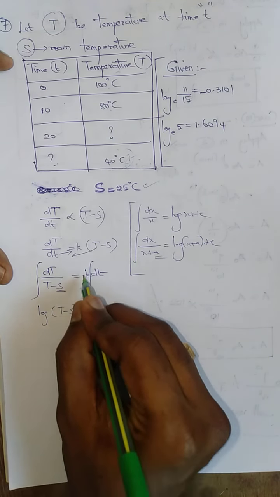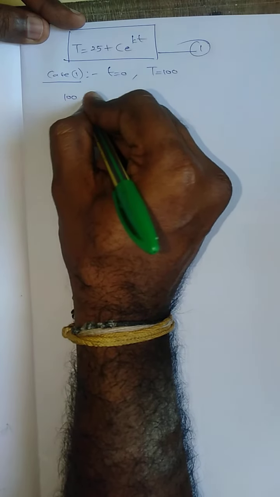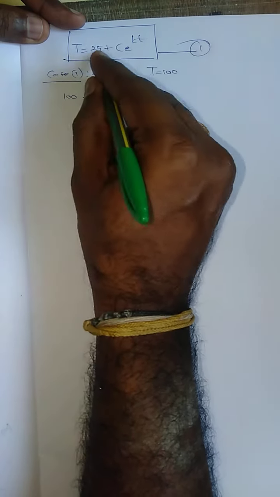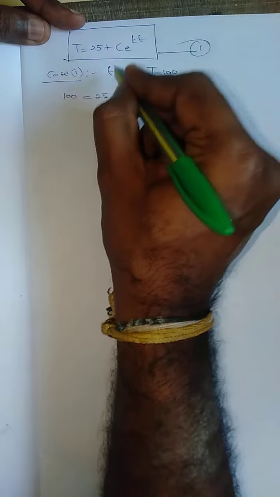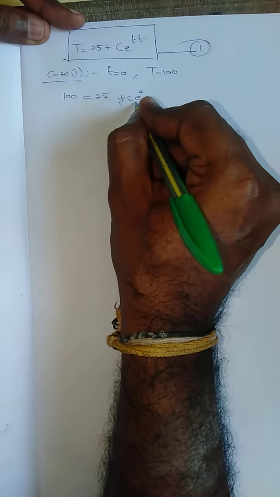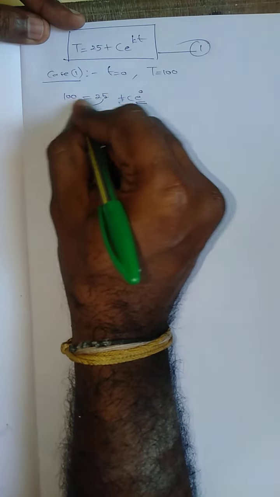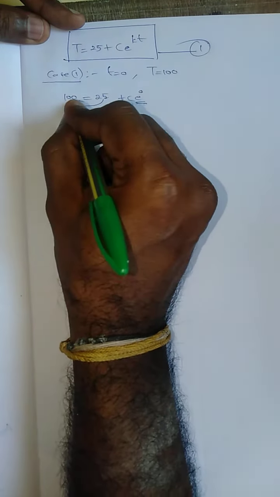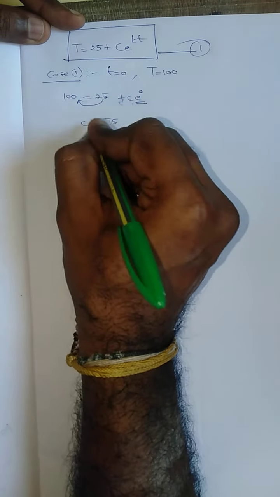First we need to apply case 1. What is case 1? When t is equal to 0 and T is equal to 100. Applying this, 100 is equal to 25 plus c e power k into 0. K into 0 is 0, and e power 0 is 1. Let 25 move to this side: 100 minus 25 is 75, so 75 is equal to c. E power 0 is 1, and 1 into c is c. So c is equal to 75. C was unknown, and now I have found c.